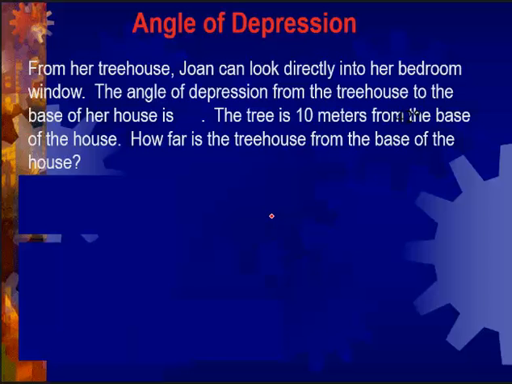So let's do another one using an angle of depression. From her treehouse, okay, so we're up in the air. She could be looking up, she could be looking down. So we have to read the context. Joan can look directly into her bedroom window. Okay, if it's a big enough tree to have a tree house, she's going to be looking down into her bedroom window. That is an angle of depression. The angle of depression from the tree house to the base of her house is, and for some reason the 42 ended up over here on my PowerPoint, 42 degrees.